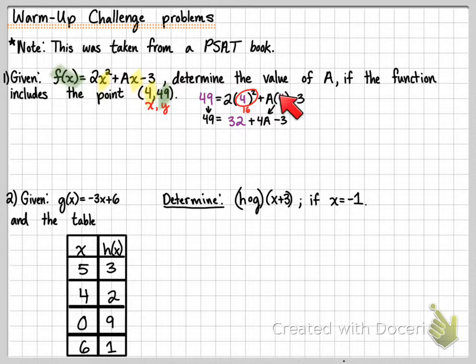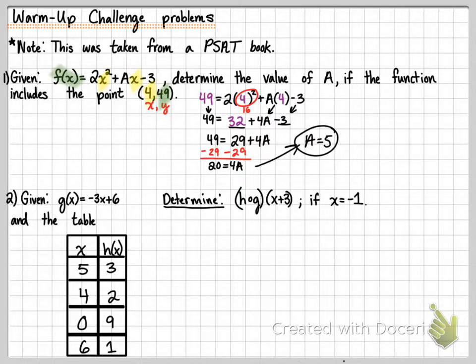Now a times 4 is the same thing as 4 times a, and we always put the number in front of the variable, which is called the coefficient. We put that first. And then we combine like terms, subtract 29, and divide by 4. So a is 5.